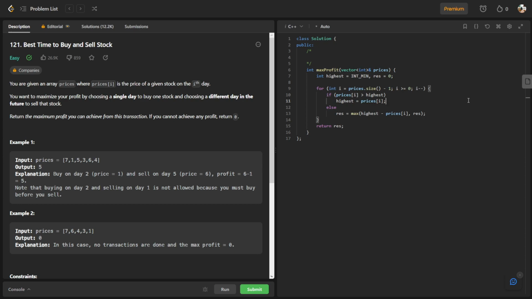LeetCode Problem 121, Best Time to Buy and Sell Stock. This problem gives us an integer array called prices, and our goal is to find out how to maximize our profit.